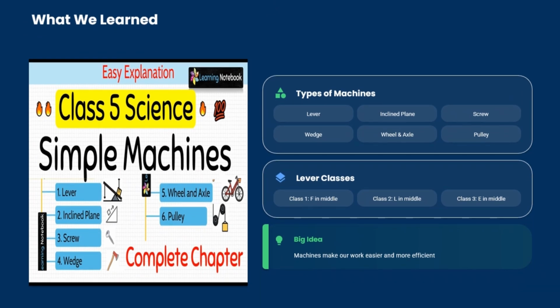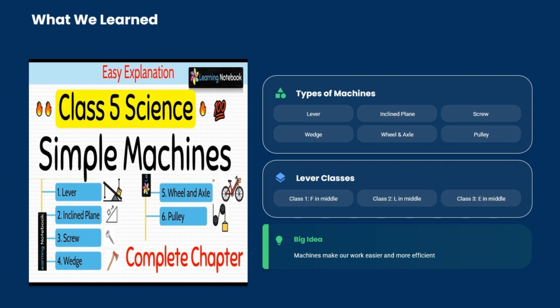So, what have we learned today? We've seen that a machine is simply a tool that makes work easier. We learned the difference between simple machines, which are the basic building blocks, and complex machines, which are combinations of them. We explored the 6 main types of simple machines: the lever, the inclined plane, the screw, the wedge, the wheel and axle, and the pulley. We even took a deep dive into levers, discovering their 3 different classes.